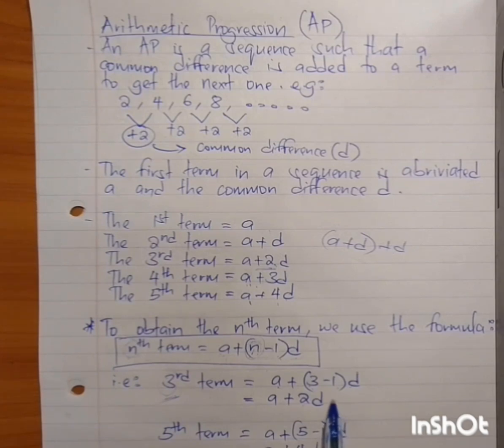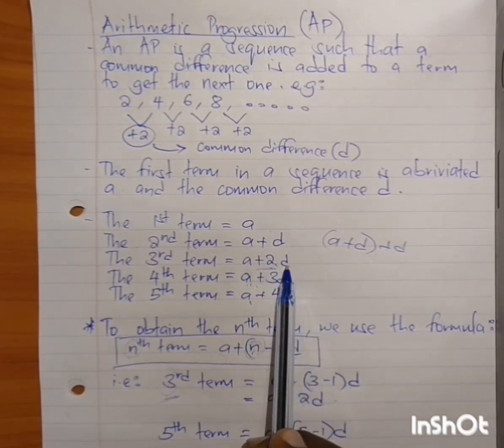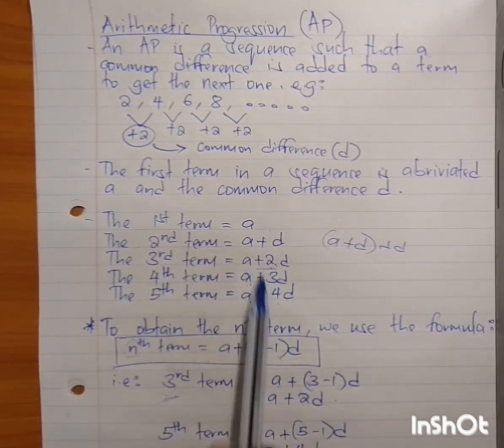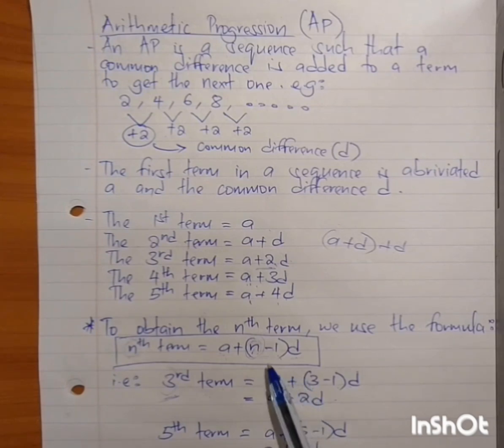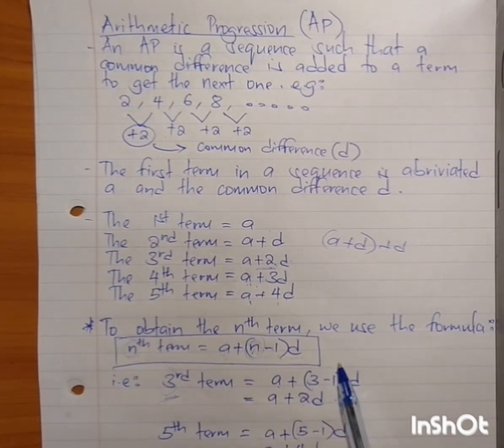And when you look closely, this is equal to this. The third term here is a plus 2d. So you'll realize that this formula is a simpler method of finding the nth term. You don't need to add all the terms because they can tell you to find the 30th term in a sequence. So you don't need to add all 30 terms. You can just use this formula to make your work easier.